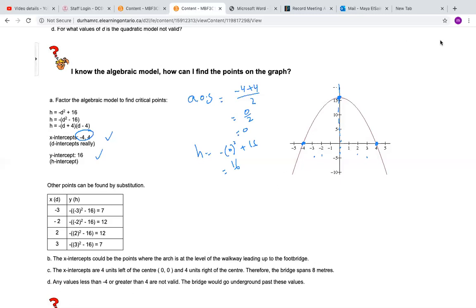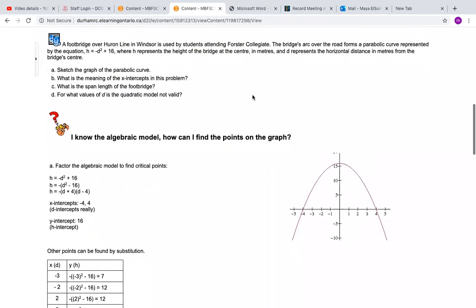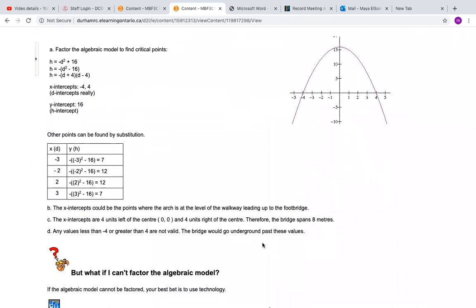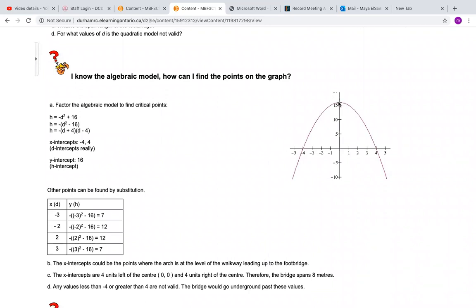So what's the question? So we did sketch. Okay, so let's go back up here. Now, what is the meaning of the x-intercept in this problem? So remember that this is a bridge, right? And what is the meaning of the x-intercept? So the x-intercepts could be the points where the arc is at the level of the walking leading up to the footbridge. So basically, this is the middle of your bridge right here at the 0, 16, right? So 4 meters to the left and 4 meters to the right of that vertex is where the start of the bridge is, right? So it's where the bridge touches the ground.